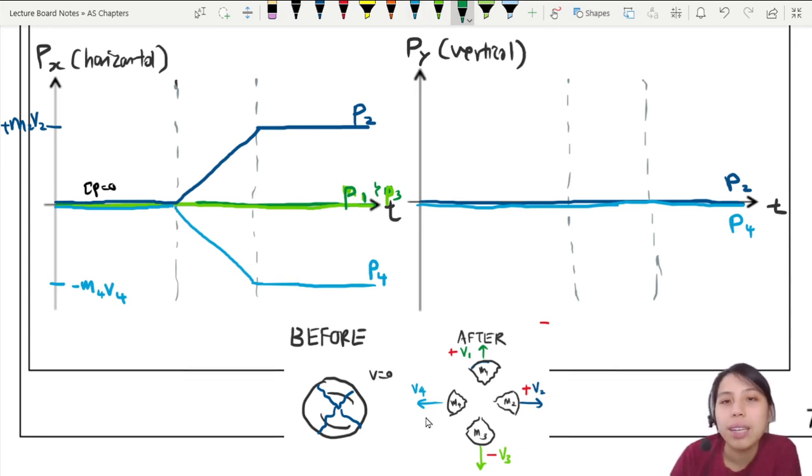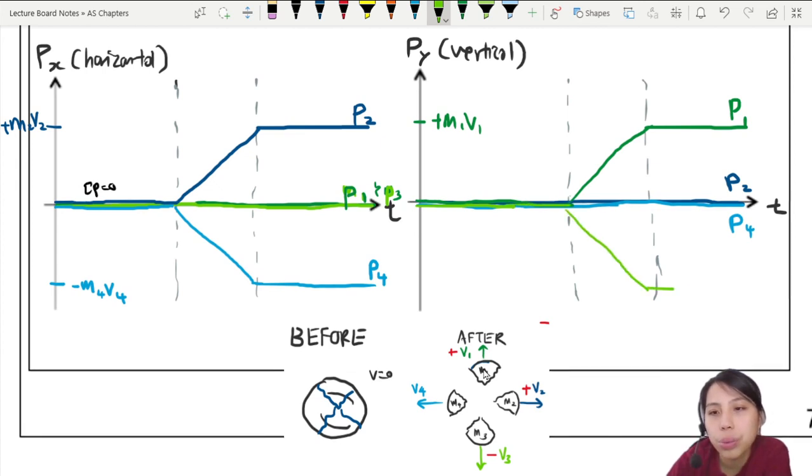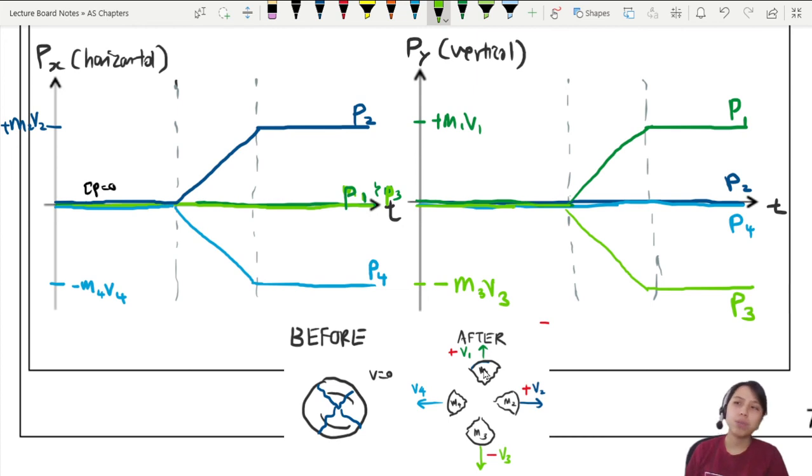Then comes plate number 1, the piece M1. At first, everybody is chilling. The moment the plate explodes, boom! You go up to some momentum here. And this is for plate 1. It's positive, by the way. Positive means upwards according to our definition here. So M1V1. There's also one plate at first chilling. Suddenly, it flies downwards. This one is going to be plate number 3. And it goes in the opposite direction. That's why it's negative M3V3. So it makes the graph look almost the same. Well, almost.